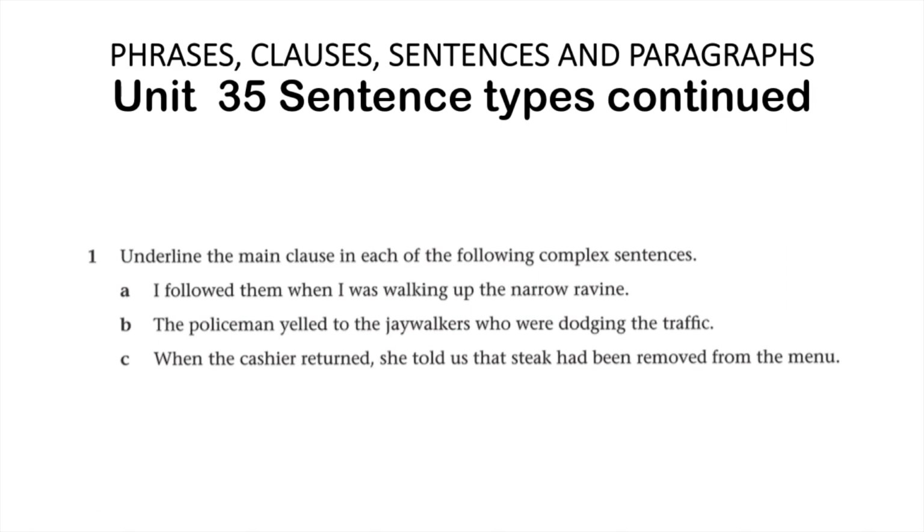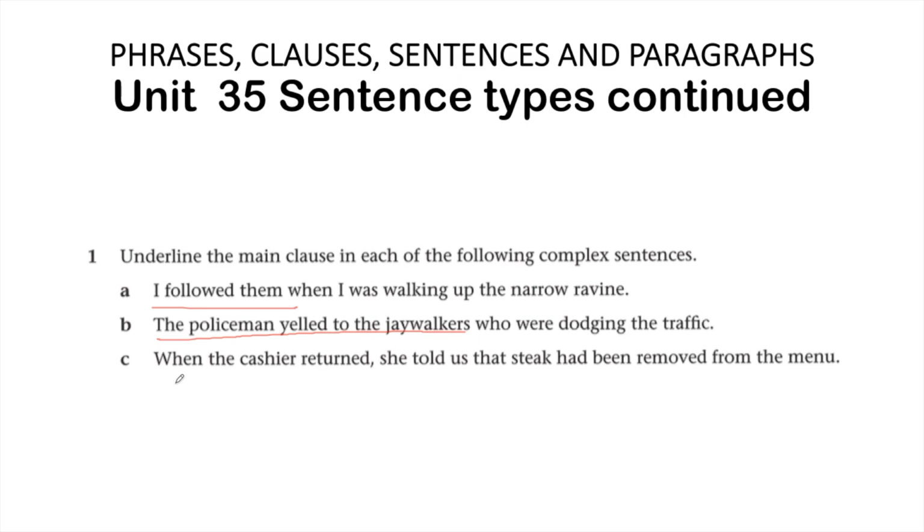Question number 1. All you need to do is to underline the main clause in each of the following complex sentences. For the first one, I followed them. And the rest of it is a subordinate clause. When I was walking up the narrow ravine. I'll help you out with the second one too. The policeman yelled to the jaywalkers who were dodging the traffic. For this one, same sort of concept. The policeman yelled at the jaywalkers. That is our main clause in this sentence.